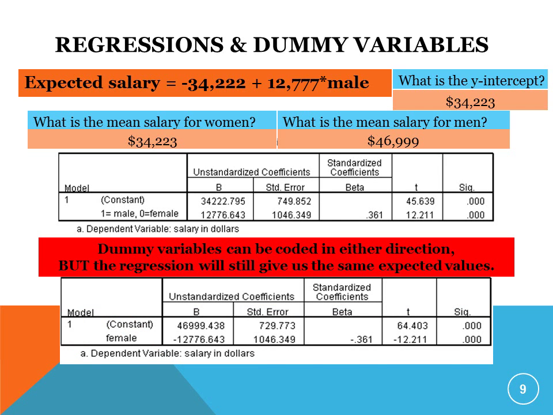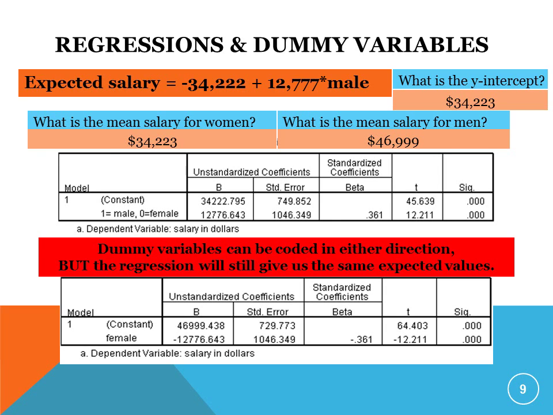Dummy variables can be coded in either direction. This is really important because some people get kind of confused and say, well, what if we code it the other way? Well, let's code it the other way. Okay? And so in the first scenario, the code for male equals 1. In this scenario, we know because of coding standards that female now equals 1 and male equals 0.